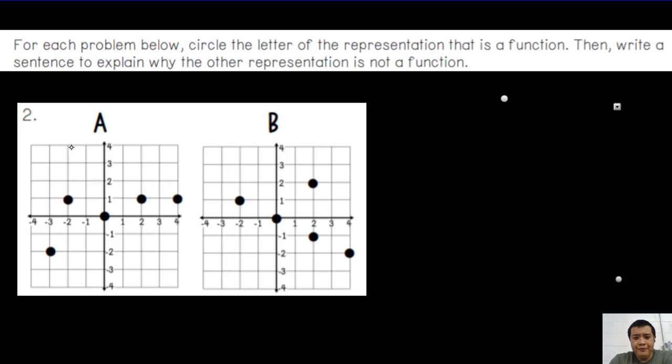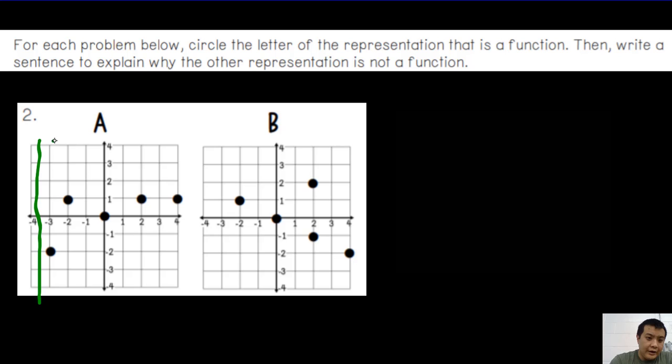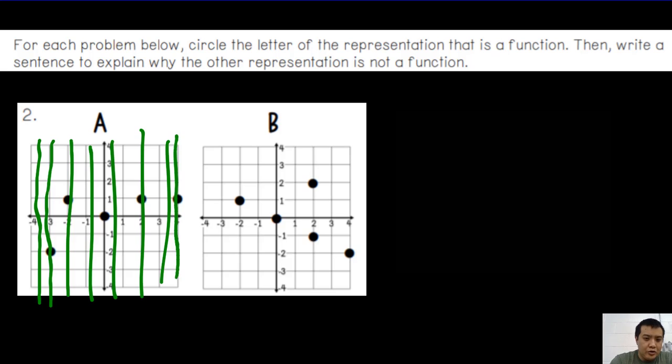For the graph relations, we're going to use the vertical line test. Remember, again, the vertical line test says that any vertical line that we draw on that graph, if it goes through at most one point on that graph, then that is considered a function. In A, no matter where I draw a vertical line, it only hits the function at most one time. It hits here, and here. But notice how, if I were to draw a line through those dots that goes up and down, it wouldn't hit any other dots.